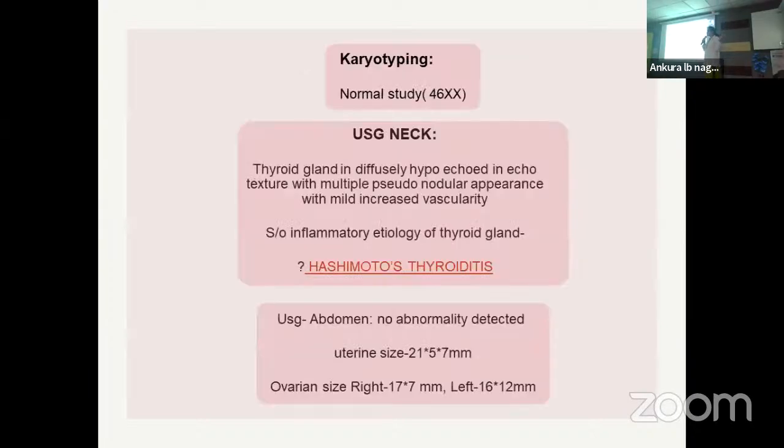Karyotyping was done to rule out Turner. Can you tell the rule of thumb? How many carpals per age? Roughly we'll calculate it as age minus 1. Age minus 1 could be the number of carpal bones. So if it is an 8 year old child, how many carpal bones do you need? Minimum 7 should be there.